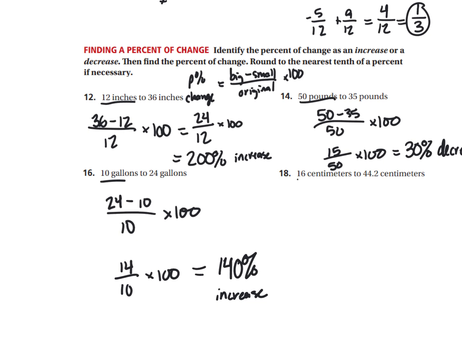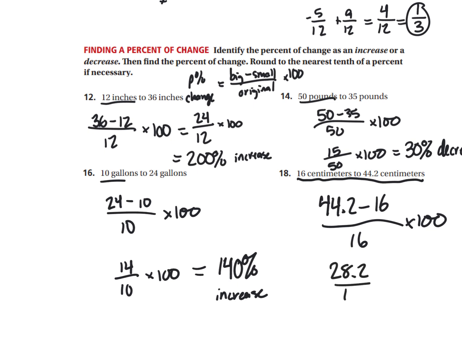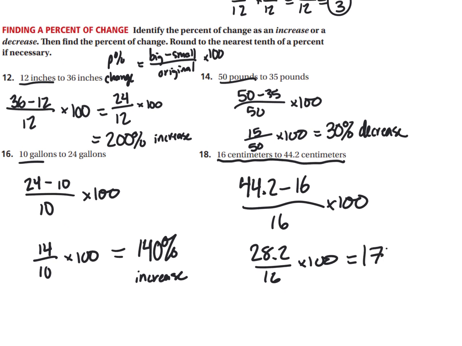Okay. Finally, here's 16 to 44.2. 44.2 is my bigger of the two, minus 16. I start with 16. That's going to be my divisor there. I keep writing equal signs, and it's supposed to be multiplied by 100 there. 44.2 minus 16 is 28.2 over 16 times 100. If we put that in really quick, we end up with 176.25%. And I went from 16 to 44, that went up, so I have an increase.